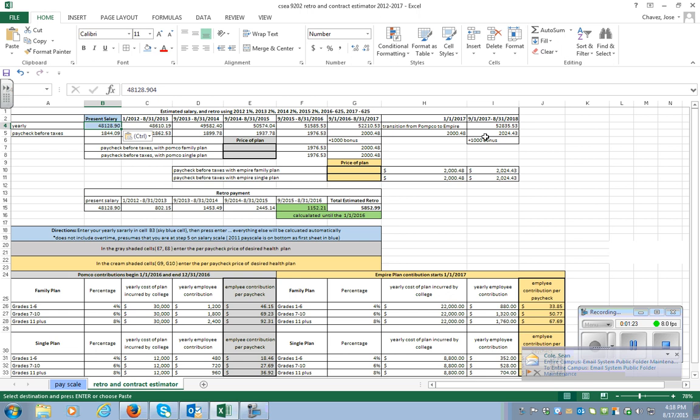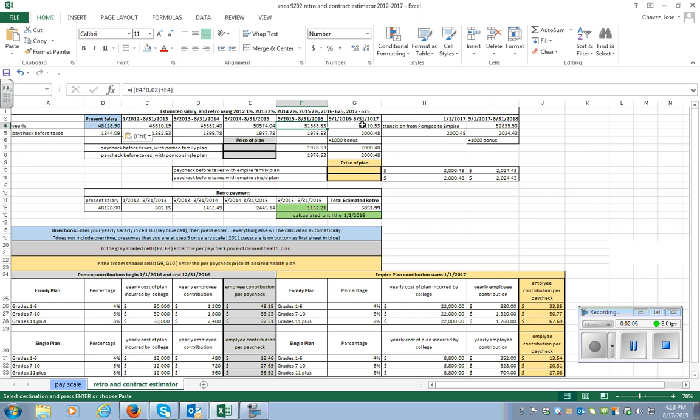So the next thing we need to talk about is the actual raises that this contract brings forth. The first raise is for January 2012 through the end of August 2013. As denoted by this formula, it is 1%. The following raise is from September 2013 to the end of August 2014, which is 2%. The next raise is from September 2014 through the end of August 2015, which is 2%, followed by the beginning of September 2015 to the end of August 2016, which is also a 2% raise.